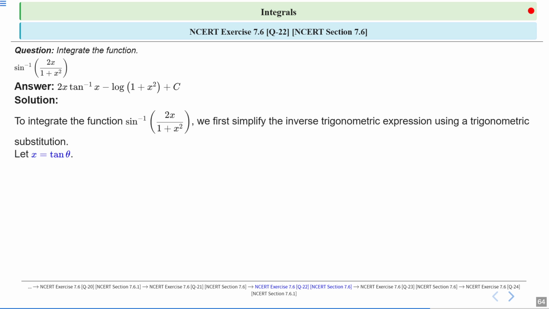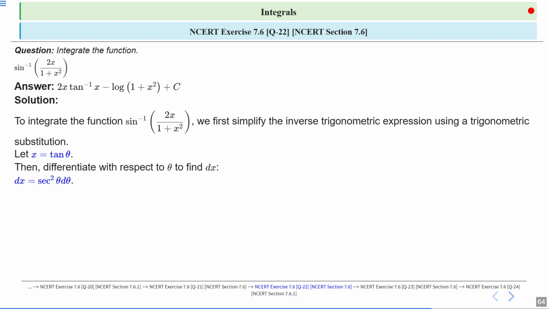To integrate the function sine inverse of 2x by 1 plus x square, we first simplify the inverse trigonometric expression using trigonometric substitution. So at first we substitute x equal to tan theta. Then differentiate with respect to theta to find dx. The differentiation of tan theta is sec square theta. So dx is equal to sec square theta d theta.